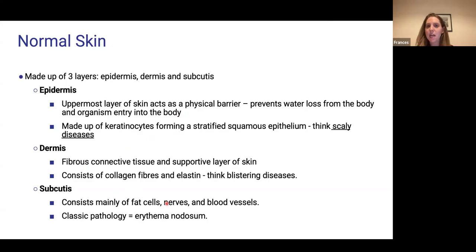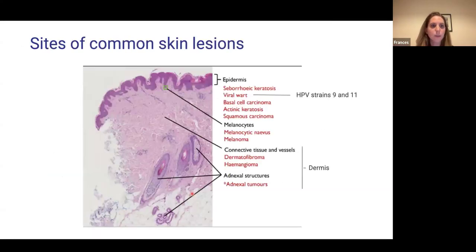So obviously in the epidermis, this is the keratin. So you need to think of all those scaly diseases, the diseases that have a thick scale on the top, like psoriasis, eczema, and so on. In the dermis, you need to think of blistering diseases, especially at the epidermal to dermal junction, or right at the bottom of the epidermis. And that's going to give rise to all of your blisters, because you need to actually have fluid building up beneath a layer of skin to have a blister, right? And then if you think of your subcutis, you're going to be thinking of things like erythema nodosum, which is like a panniculitis, so an inflammation of the subcutaneous fat. But we'll go into this in more detail.